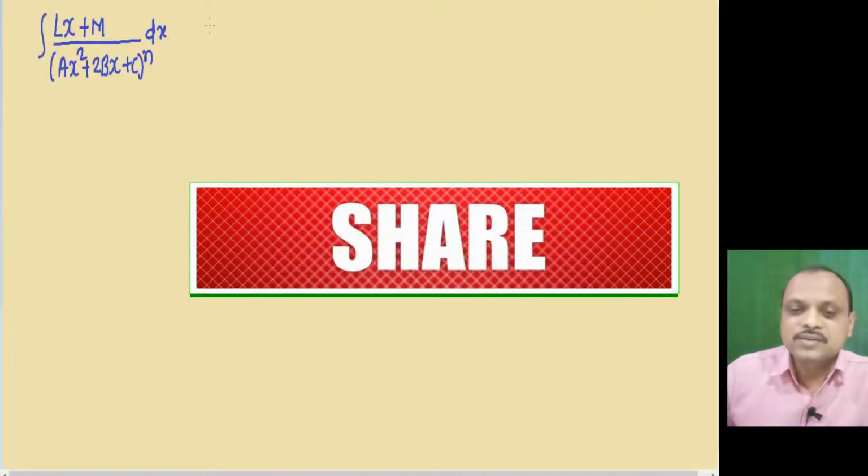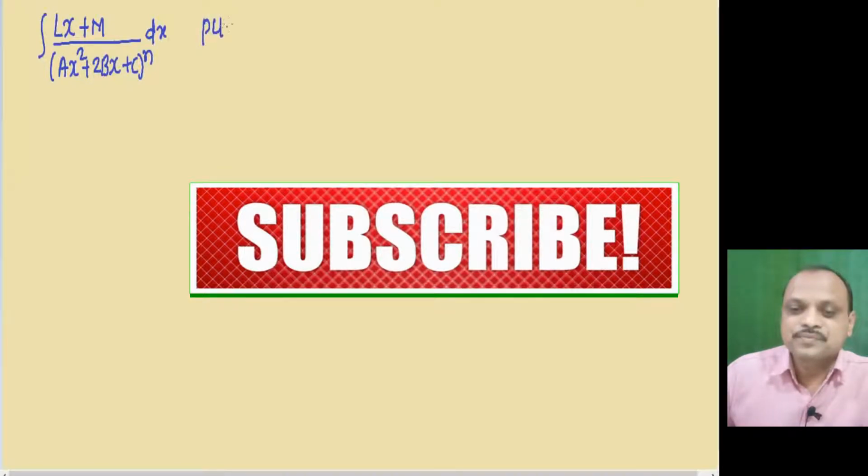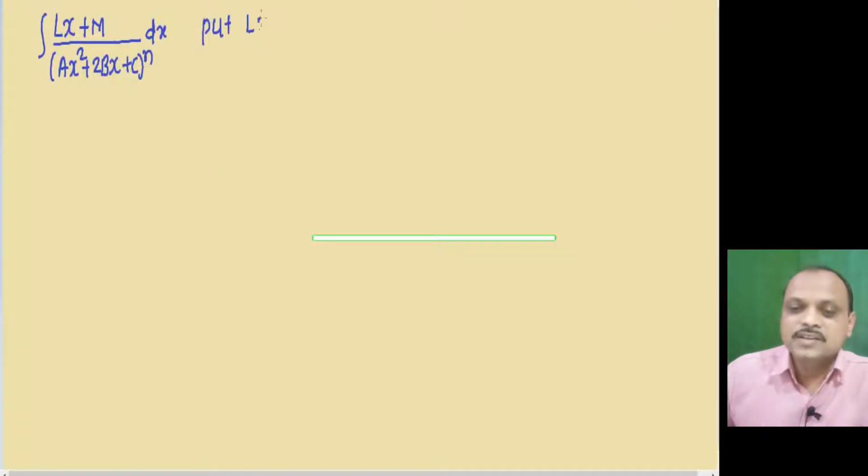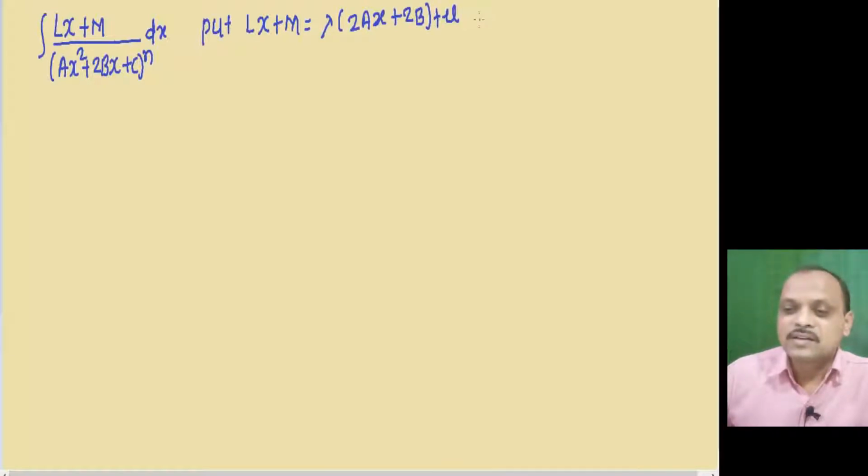To solve this integration, we put the numerator Lx plus m equal to lambda into (2ax plus 2b) plus mu. Then, therefore, this integration of (Lx plus m) divided by (ax square plus 2bx plus c) whole raised to n into dx.